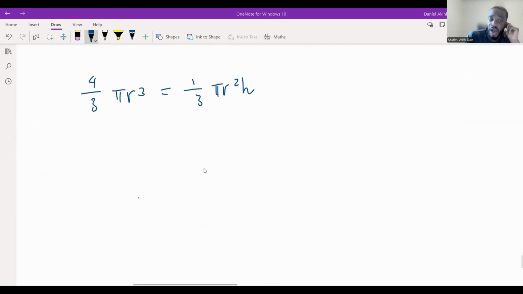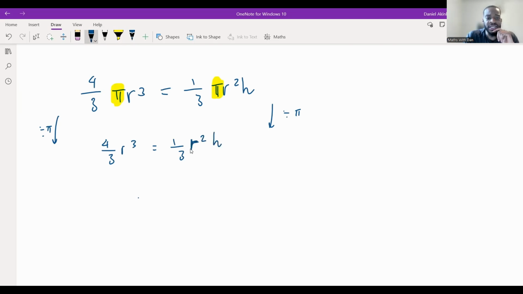So what's going on here? Well, we've got a couple of things. I've got a common factor of pi in both. I can divide through by that to cancel it. Divide by pi, divide by pi. I'm going to get 4 over 3 r cubed is equal to one third r squared h, because the pi's gone now. As well as that, what else can I see? I've got a division of 3 on both sides. What can I do to both sides? Exactly. Fantastic. I knew we can times by 3. If I times by 3, then I'm going to get 4r cubed is equal to r squared h.